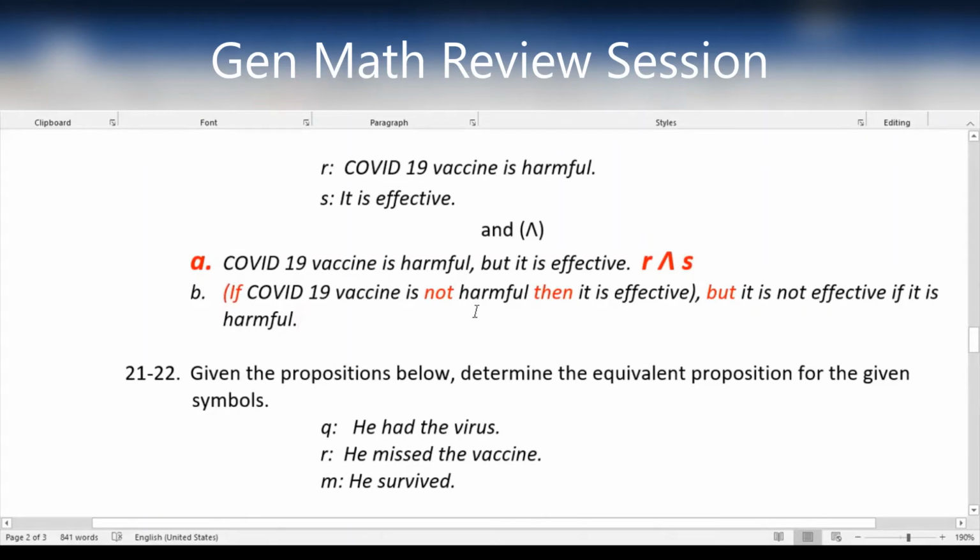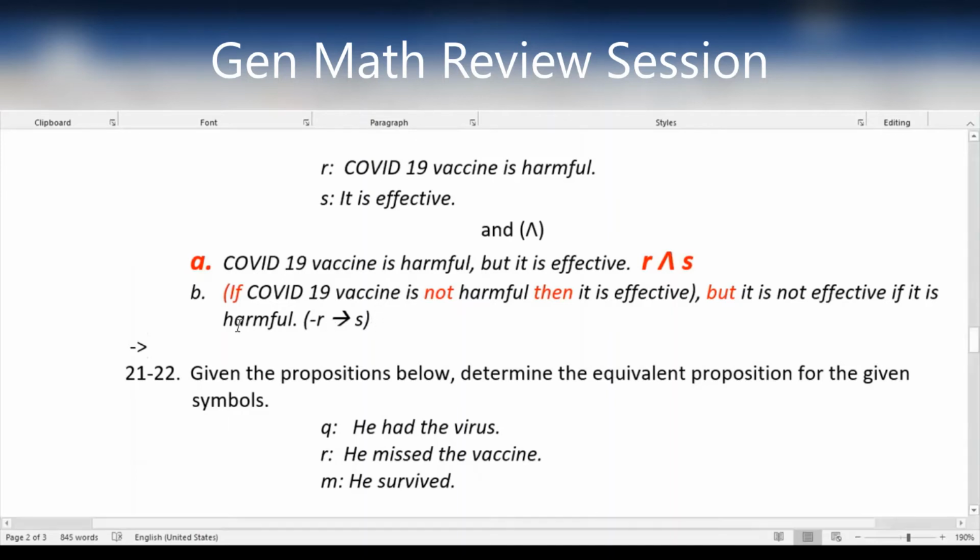If COVID-19 vaccine is not harmful, then it is effective. So, ano yon? So, COVID-19 vaccine, you have to negate R. I-negative ko na lang. Ang hirap hanapin ng symbol. Mag-i-insert. So, not R. If then kasi is not harmful, then it is effective then. So, arrow. Ba't ayaw ng arrow ko? Yan. Tapos, it is effective, then simply copy S. Tapos, in close parenthesis, but. May but kasi doon, kaya end na yon.